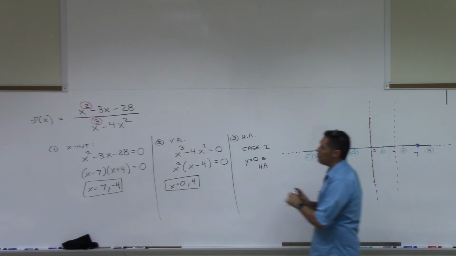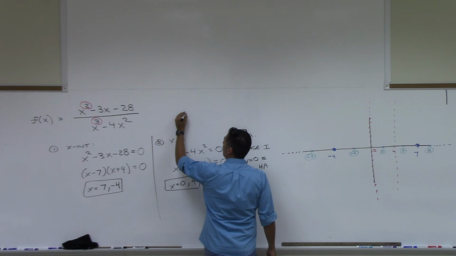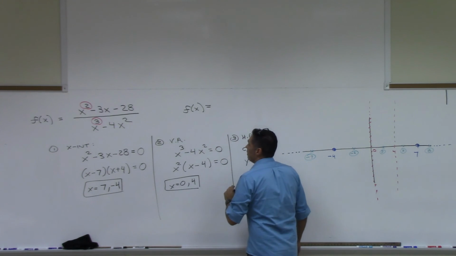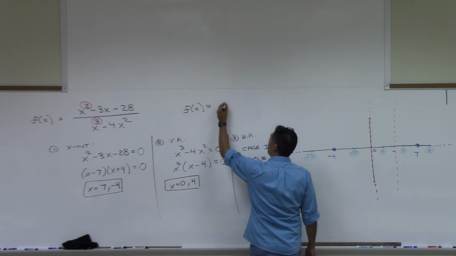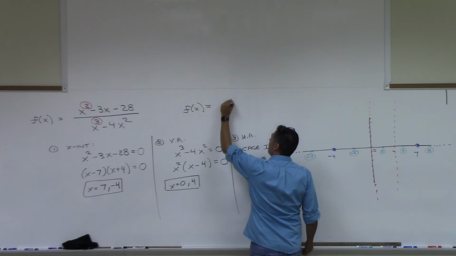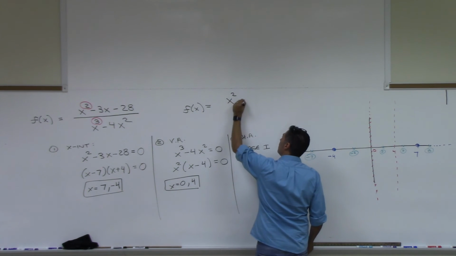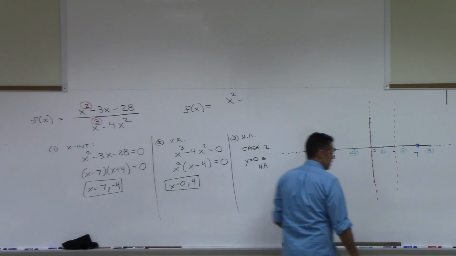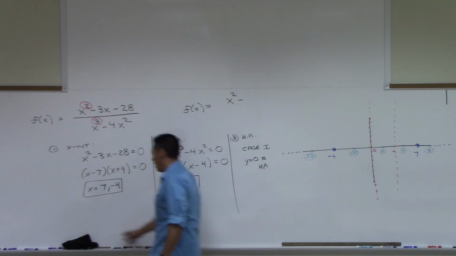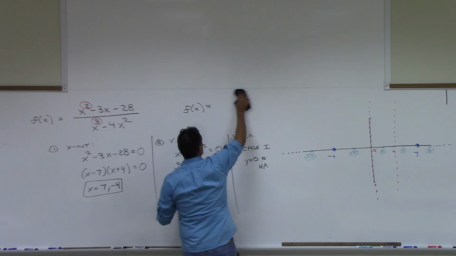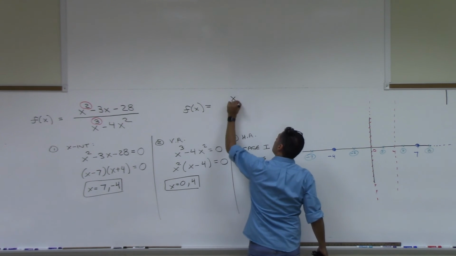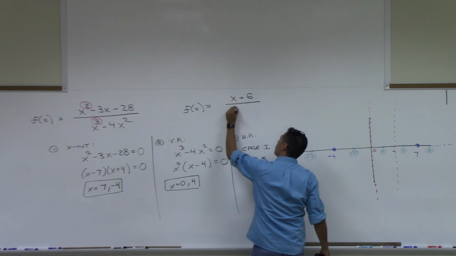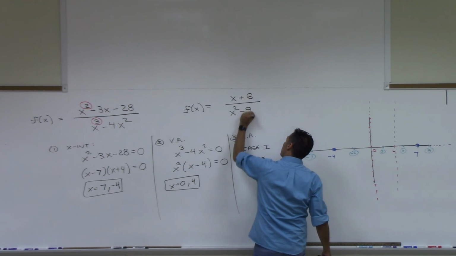And then the other problem I'd like for you to just work on for homework is this one. See if you can do all the steps. Let's go on the top, x squared, minus, hold on. I'll be nicer. I won't make it that bad. Let's make it x plus 6, and on the bottom, let's just do x squared minus 9.